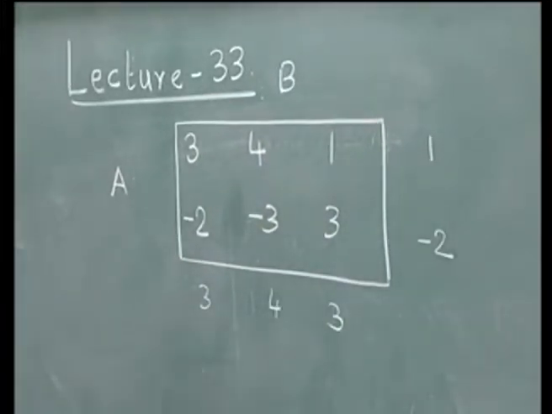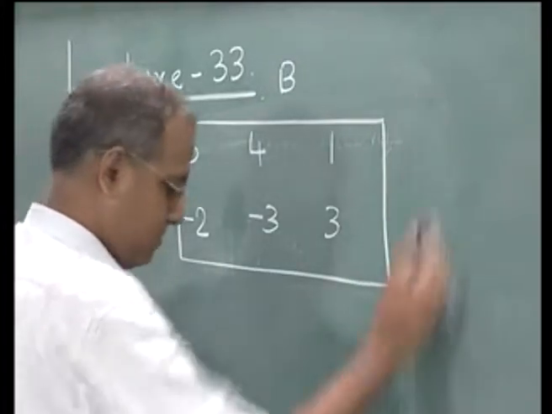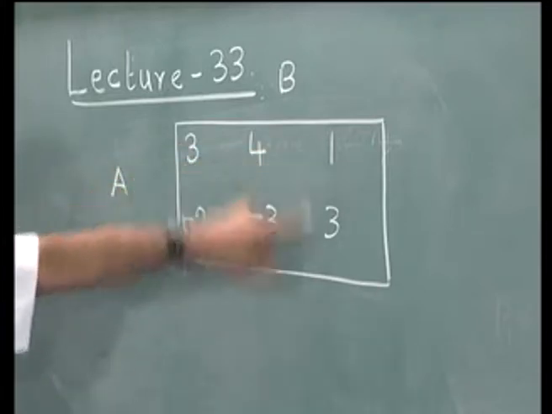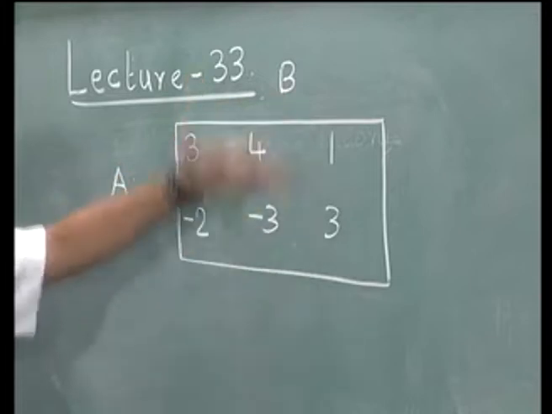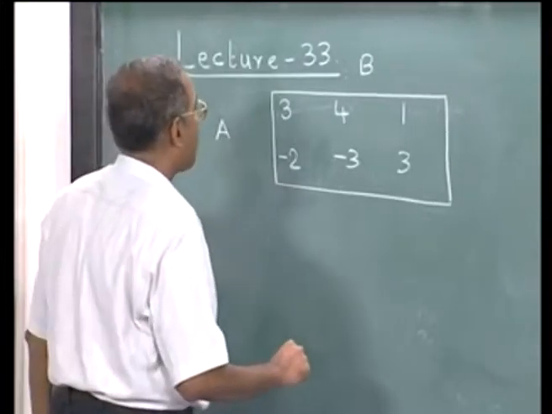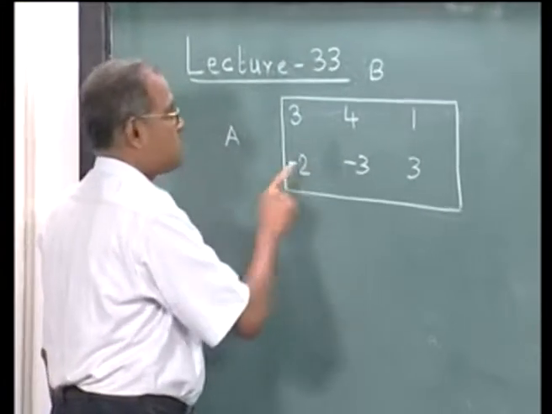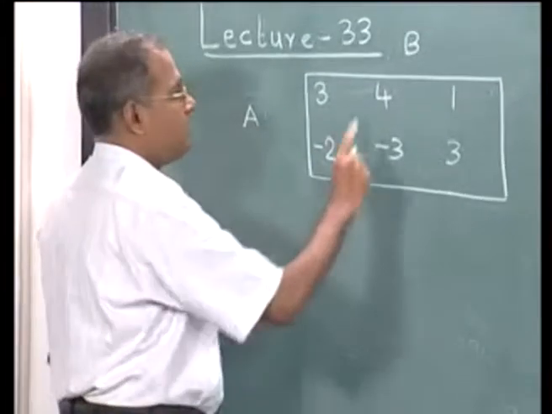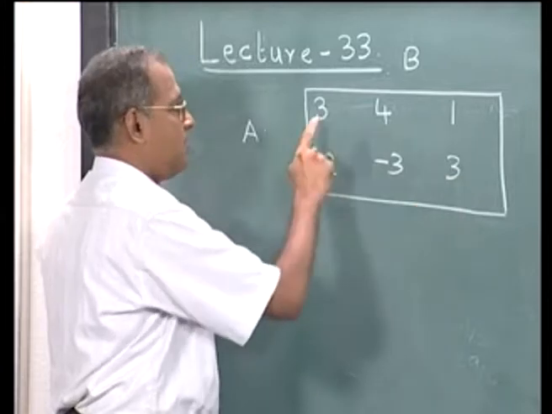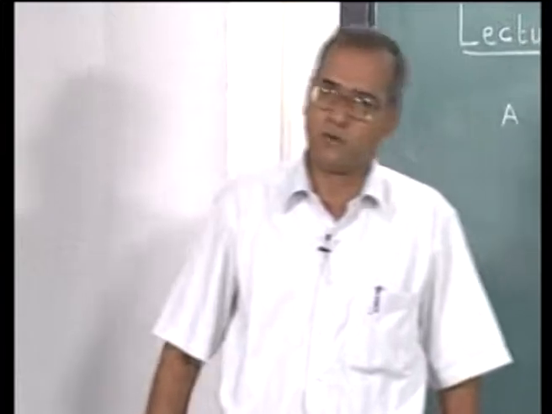Another way of looking at it is to see whether there is any dominant strategy. Now, 3 is greater than this, is greater than this, but this is less than this. Therefore, we do not have a dominant strategy for the rows. Again, for the columns, 4 is bigger than 3, minus 3 is smaller than minus 2, so you do not have. 4 is bigger than 1, minus 3 is smaller than 3, so you do not have. 3 is bigger than 1, but minus 2 is smaller than 3, therefore, you do not have.